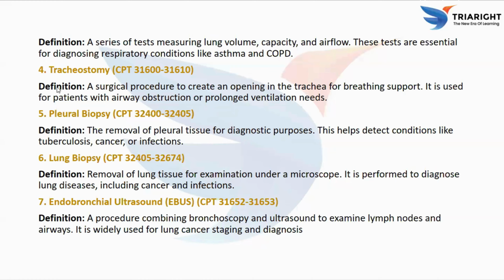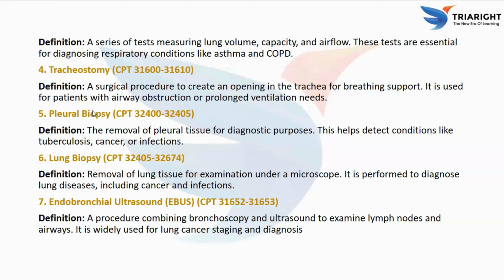And the fourth procedure is tracheostomy. The CPT code range is 31600 to 31610. Tracheostomy is a surgical opening in the trachea to help the patient breathe. It is used in airway obstruction, during long-term ventilator support, and also during trauma or head and neck cancer. There are types of tracheostomy: temporary tracheostomy and permanent tracheostomy. And this matters more in emergency versus planned. These are separate from endotracheal intubation. They are located under the trachea and bronchi. So do not confuse tracheostomy with intubation.